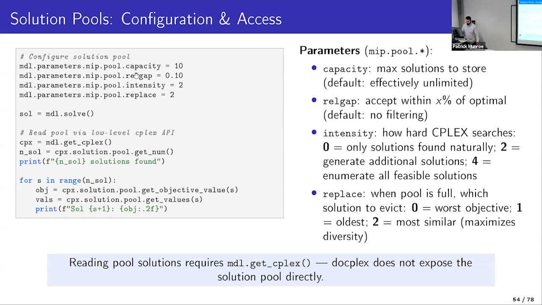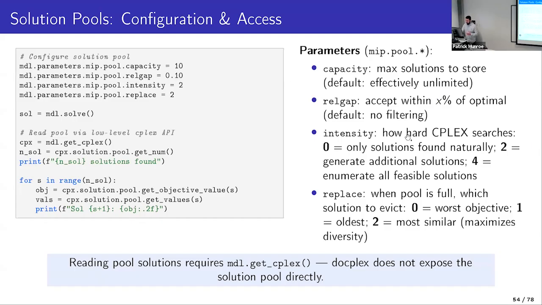And also there's the relative gap and the intensity. The relative gap tells you, for example, that I want all the solutions that are at a distance of 10% from the optimal solution. Or it could be 1% or whatever you like. So you have a certain guarantee that those solutions are good quality solutions.